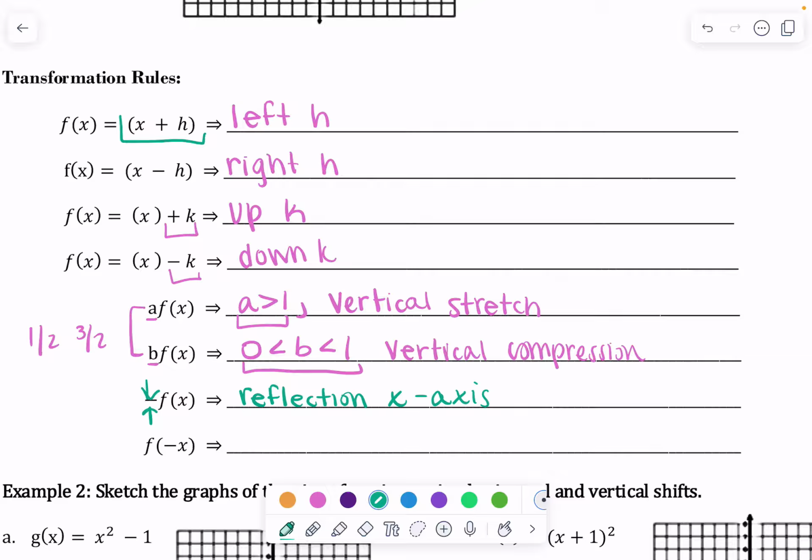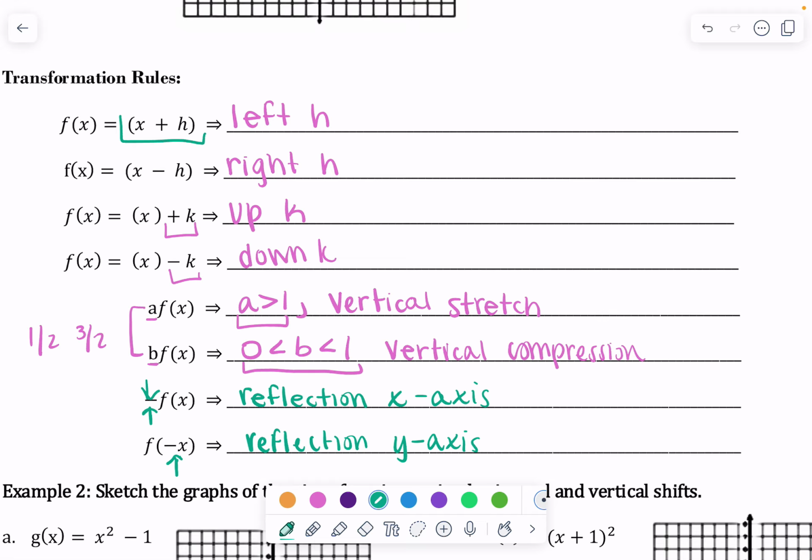And then there's nothing to help you with y. So sad, I know. But if a function has a negative inside the grouping symbols, that's going to be a reflection on the y-axis, or about the y-axis.